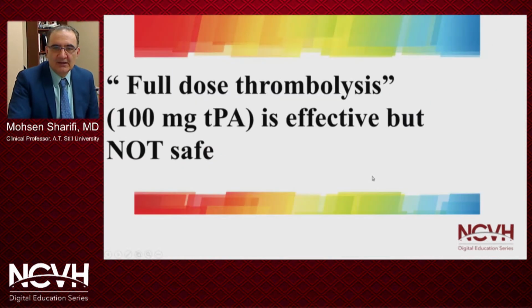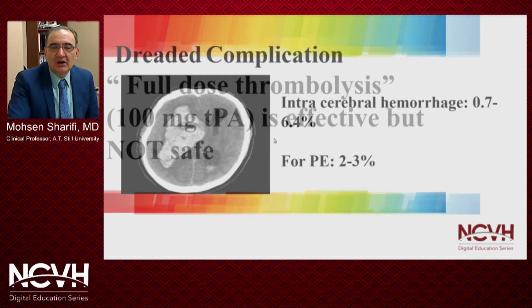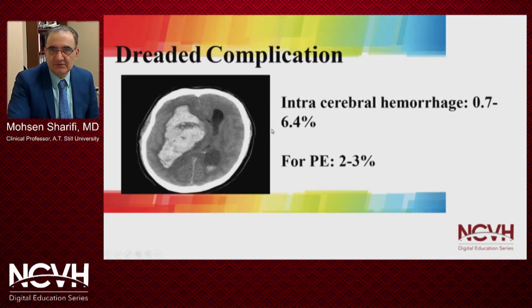C. Now, in my opinion, and again, this is my opinion, full dose thrombolysis, which is defined as the FDA-approved 100 milligrams of TPA, is very effective. However, it is not safe. And that is why we brought the concept of safe dose or half dose thrombolysis, as I would be alluding to shortly. The dreaded complication of thrombolysis is intracerebral hemorrhage.